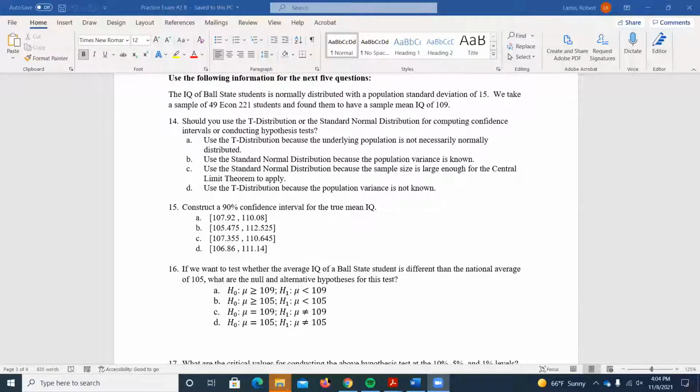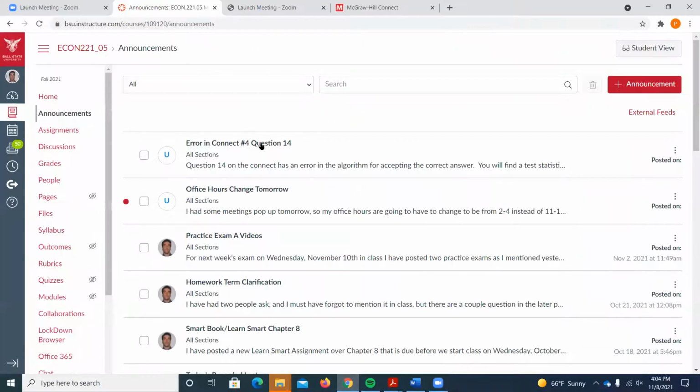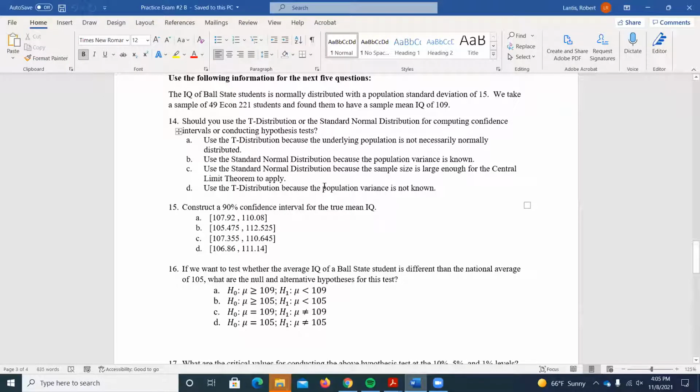Okay. One thing I'll mention, because I don't want to forget it and I've had a couple of questions about it: on the Connect assignment, there was an error on question 14. I have an announcement that basically gives you the answer. So if you're thinking, I swear I'm doing it right, it's not counting as correct, I had that announcement up there that gave you the correct answer for that one. There's something wrong with the algorithm, okay? So other than that, let's go to practice exam B here. I'm going to start out on problem number 14.